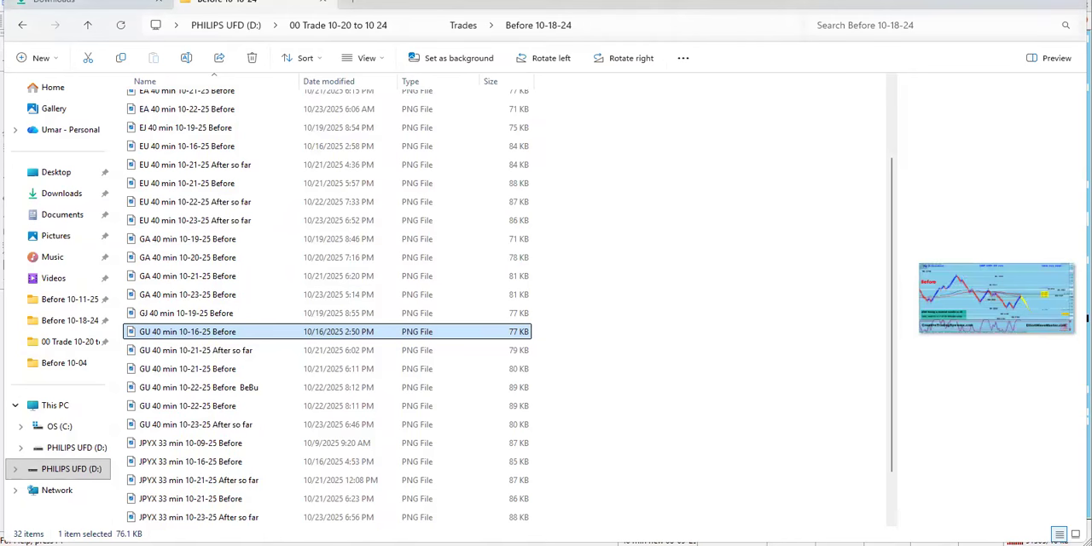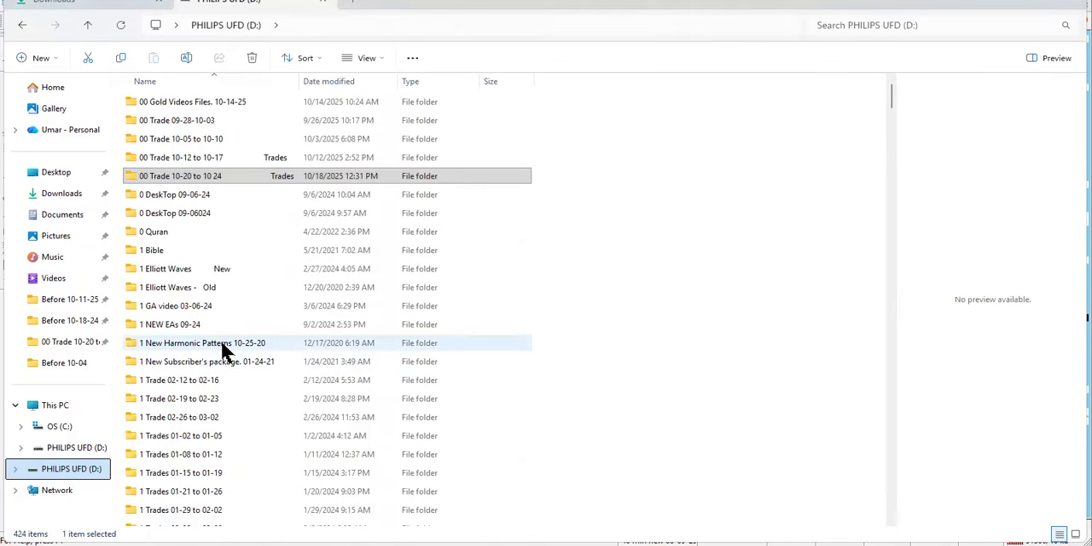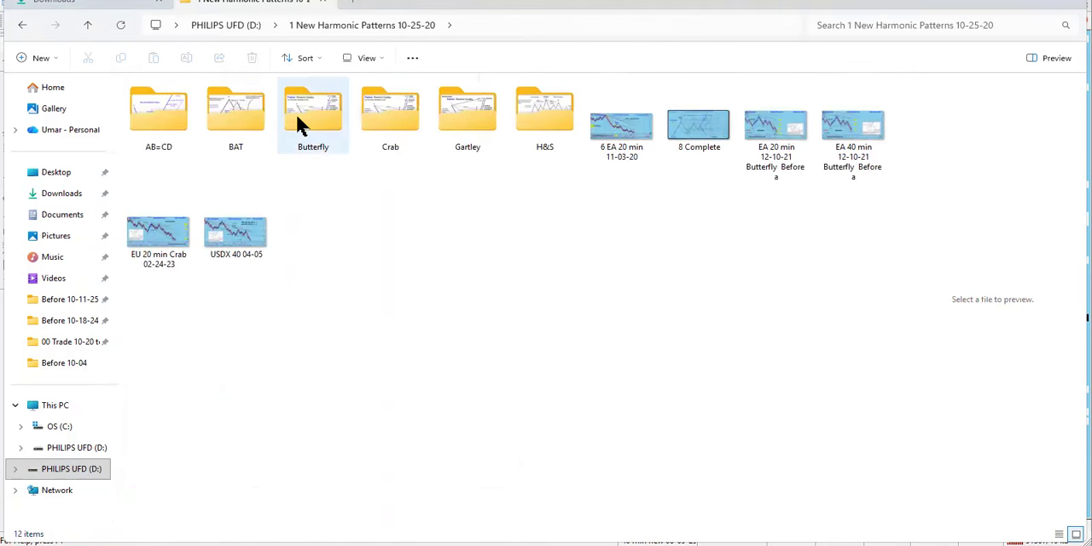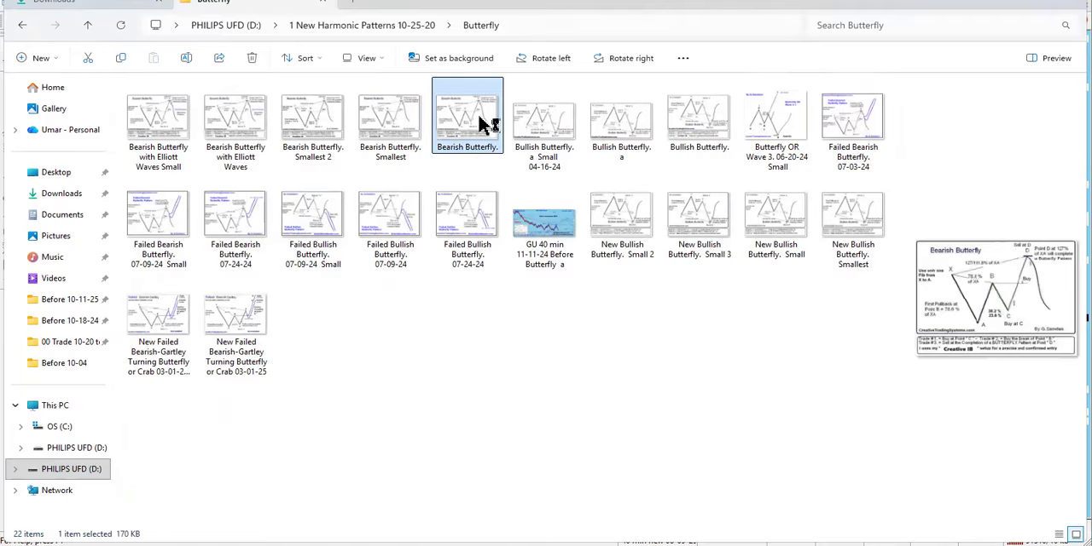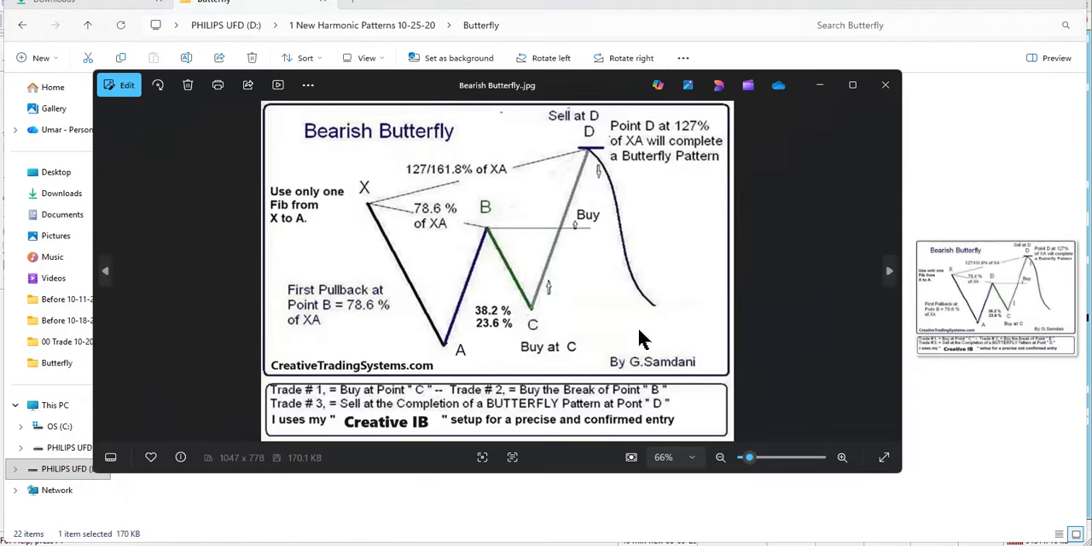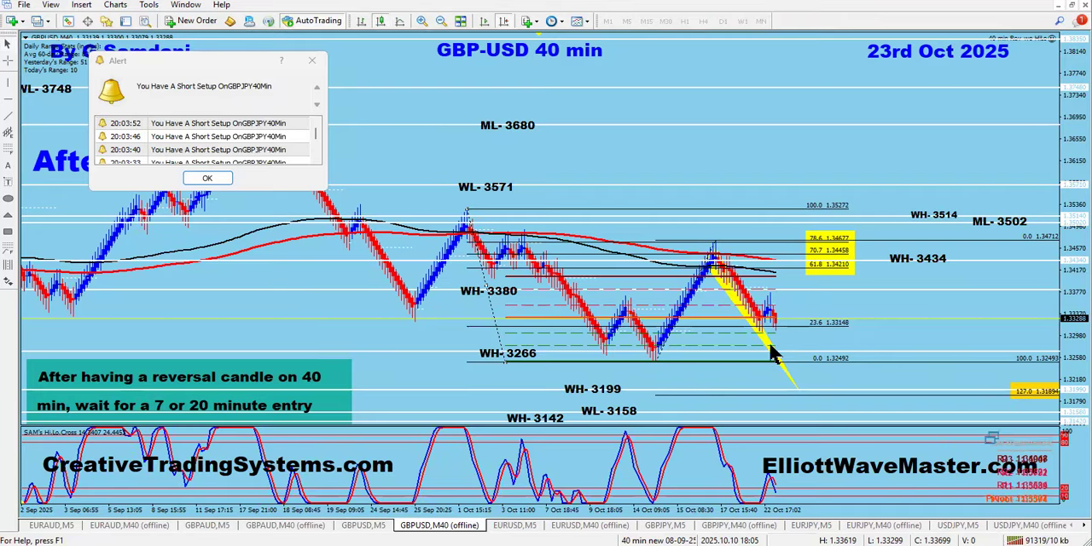Now let me show you quickly what I'm talking about. The butterfly is going to be, let's say, this chart here. So if you have a move from X to A and then B is at 78%, usually C makes the turn from either 38 or 23, right? And then goes to 127. Is that going to happen here? Maybe. It's from fib, from here to here, 78 touch and then 23 touch, and trying to stop here.